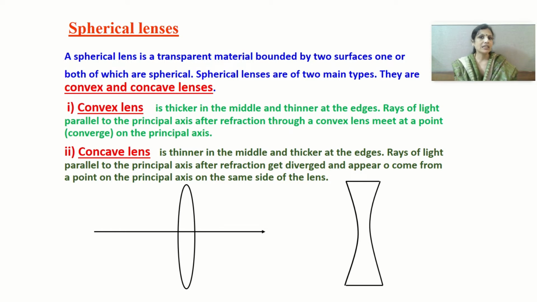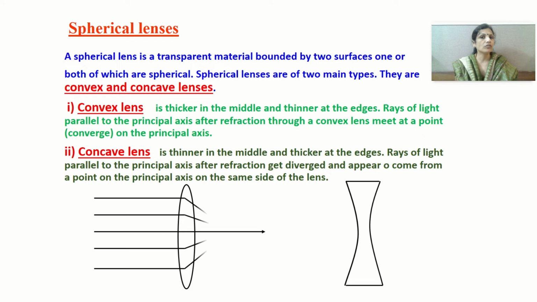So convex lens is thicker at the middle and thinner at the edges. If you hold it in hand, you will feel this. In case of convex lens, when the rays of light fall parallel to each other on the convex lens, after refraction, these rays of light converge at one place on the principal axis. This point is called the focus of convex lens.